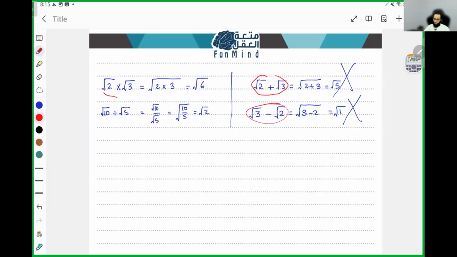But with the multiplication, we could simplify it more. With the division, we could simplify it more. Also, does this work with the cubic roots? The same. If it's a cubic root, it's the same.